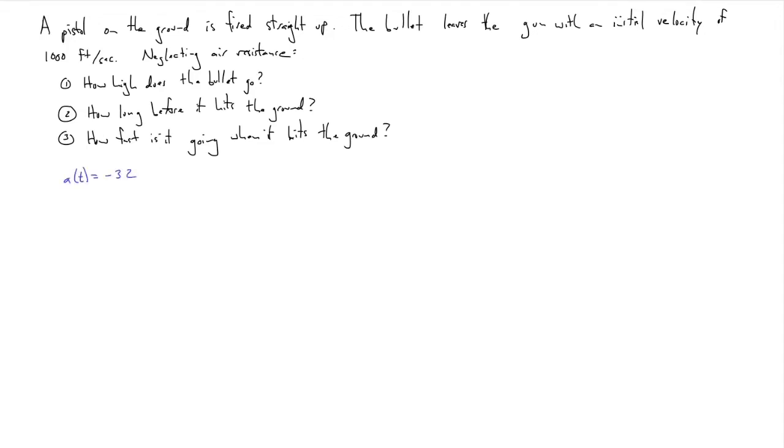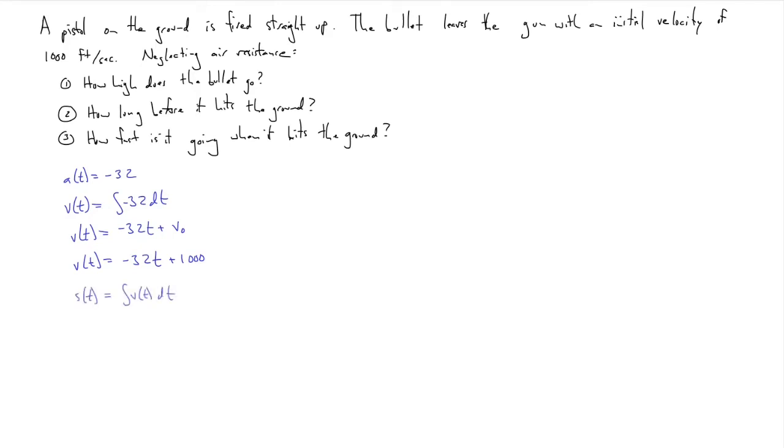As usual, we start with the acceleration due to gravity, which is 32 feet per second squared in the downward direction, so negative 32. The velocity is the antiderivative of the acceleration, and that makes the velocity negative 32t plus a constant, and the constant is the initial velocity v0. We're told that at time 0, the bullet is leaving the gun at 1,000 feet per second going up, and so the initial velocity is a positive 1,000, making our velocity equation v of t equals negative 32t plus 1,000.